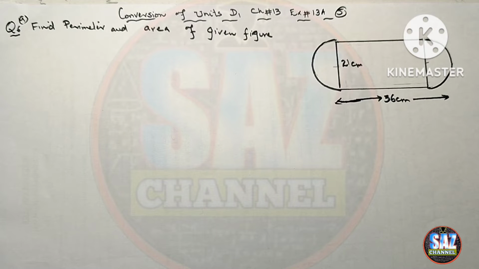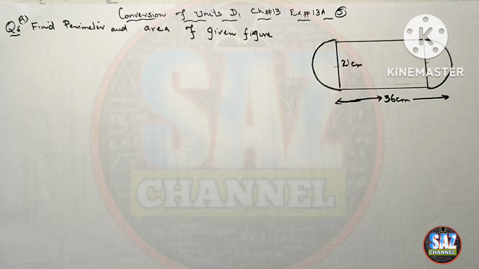This is my fifth lesson of D1 chapter number 13, exercise 13A, about the conversion of units. These lessons I am making on special request of some of my junior students. The lessons are equally important for class 6 and 7 students and for O3 students as well. D3 students, those who are doing the length of arc and area of sector concept, can also watch and understand these lessons for better understanding.